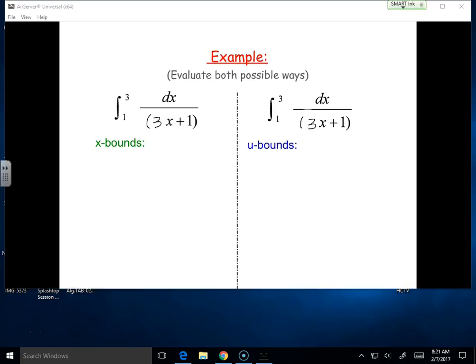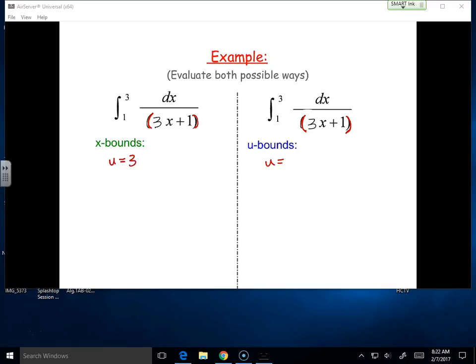If you were not to go to U bounds, if you were to do X bounds, which is what some of you guys are doing, I need to show you how to keep it legal. No matter what, to solve this integral, it doesn't fit a normal rule. We can't just divide and split up the 3x and the 1. They're stuck together in the denominator. No matter what, we have to use u sub. Sorry, no way around it.